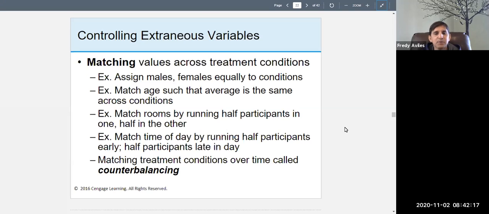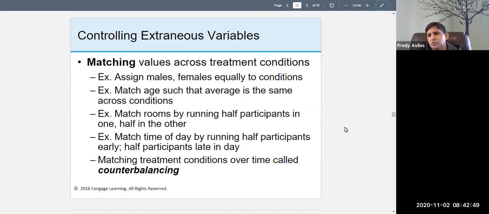Matching simply means that the groups are going to have the same number of males and females, the same average age, whatever it is that could possibly vary, you match it between the conditions. And if it's matched, if it's the same for both conditions, then it's not varying by condition. It's not varying systematically here. So therefore, it's not causing the outcome that you see.